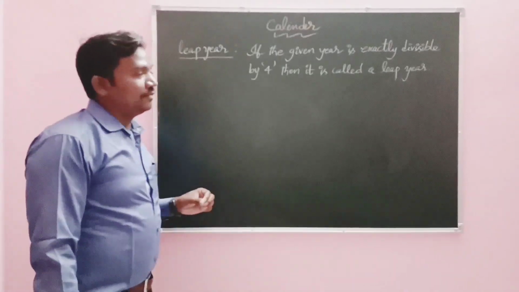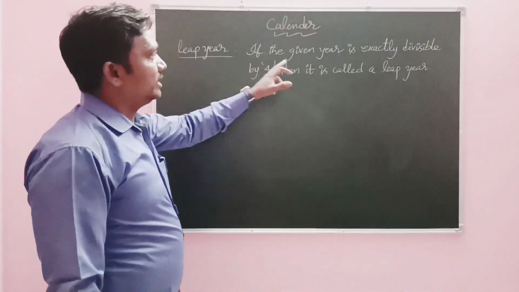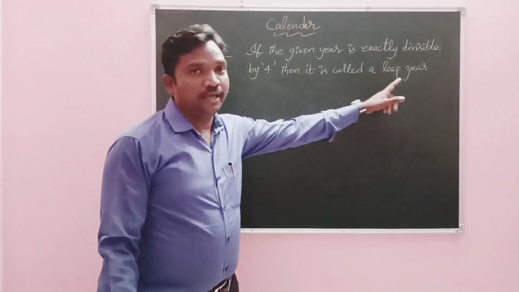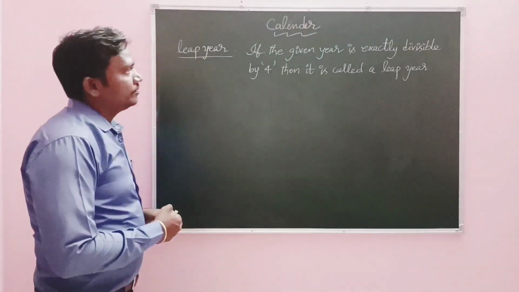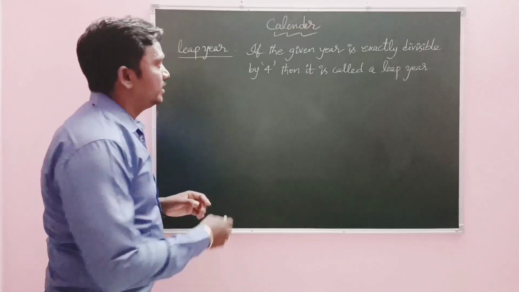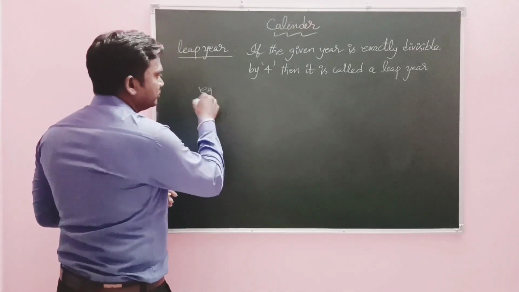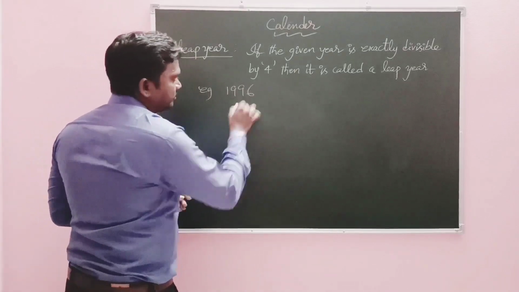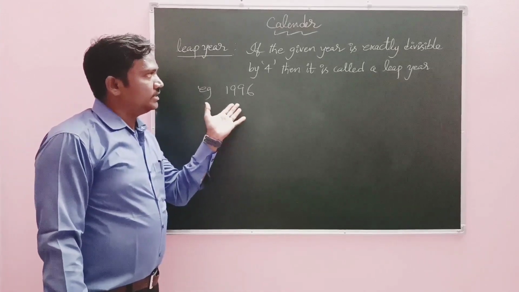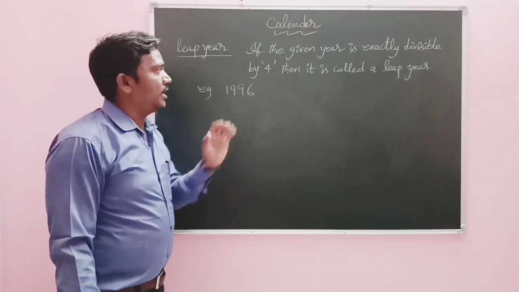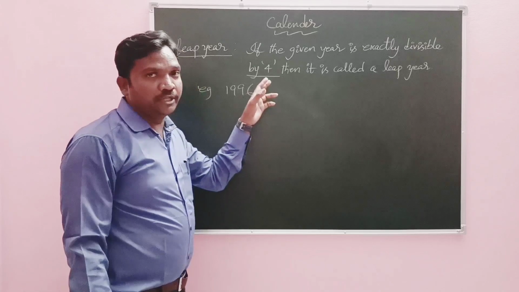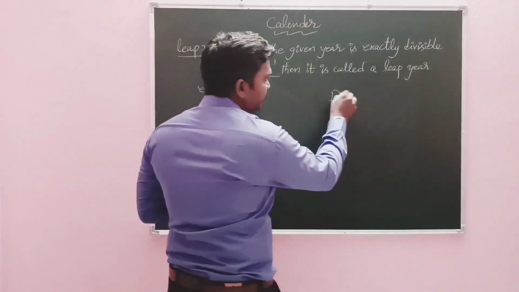Leap year. What is leap year? If the given year is exactly divisible by 4, then it is called a leap year. Let us see one example. 1996. Now we have to check whether this year is exactly divisible by 4 or not. So here we have an idea about the divisibility rule by 4. Divisibility rule.